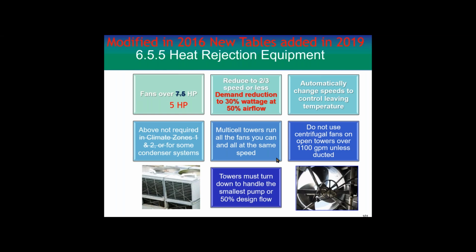And this is a complicated one, but towers must turn down to handle the smallest pump or 50% of design flow. What that's trying to say is that if you have 2 cooling towers and 2 chillers, and you cycle off a chiller, we want you to keep the 2 cooling towers running. So the towers need to be able to have 2 on while serving the 1 chiller. The thing you have to watch on the towers are the nozzles in the top of the tower and the minimum flow through those nozzles. That's usually the point that gives you trouble.